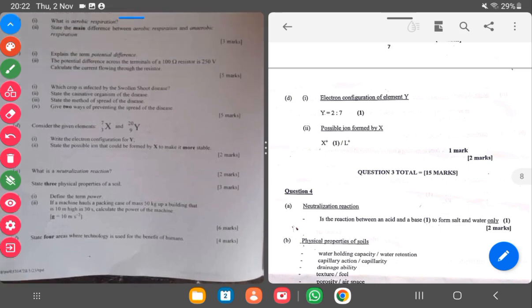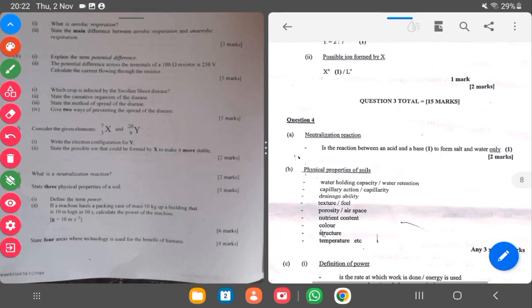So what is neutralization reaction? When you see neutralization reaction, you're thinking of acid and base reacting to form salt and water. State three physical properties of soil: the texture, structure, color, porosity, and so on.